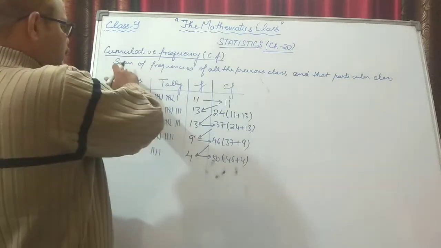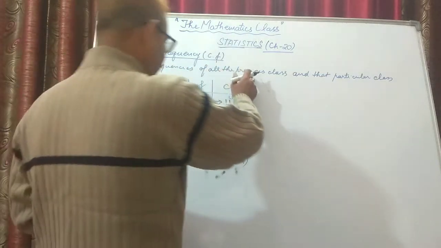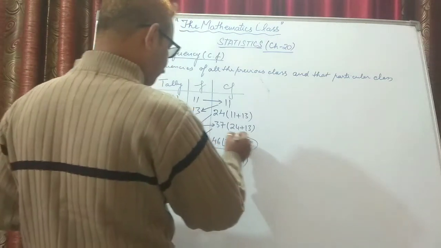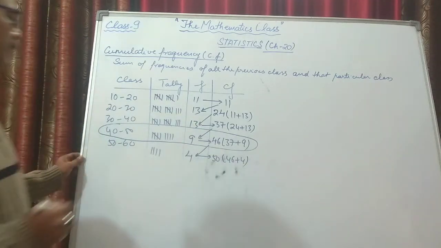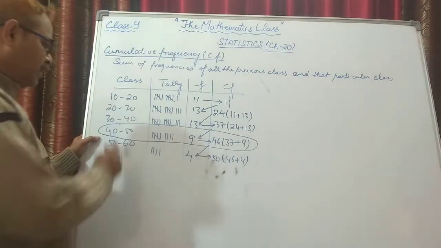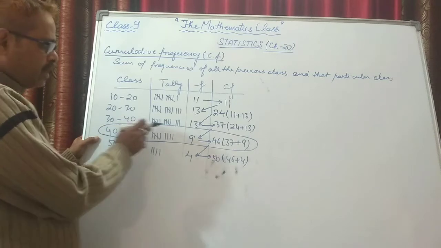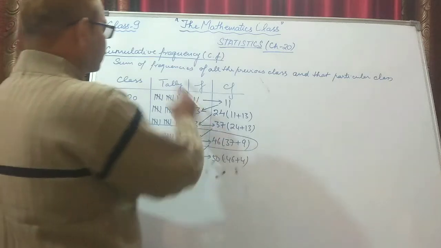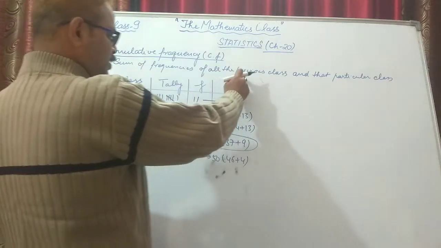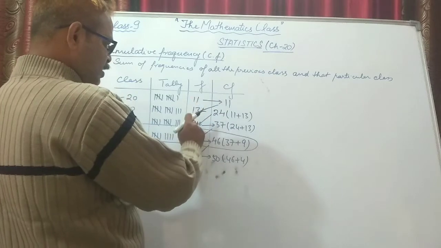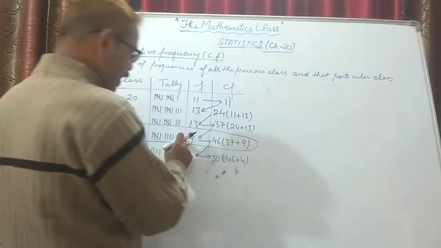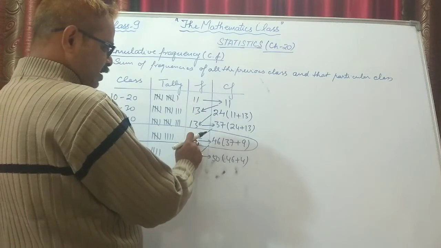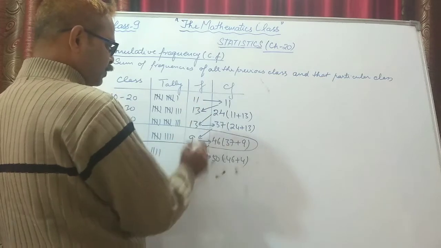How is it defined? Sum of frequencies of all the previous classes. Suppose I want to find the cumulative frequency of the class interval 40 to 50. Its frequency is 9, but its cumulative frequency is 46. How? The sum of all the frequencies of the previous classes plus that of the particular class: 11 plus 13 is 24, plus 13 is 37, plus 9 is 46.